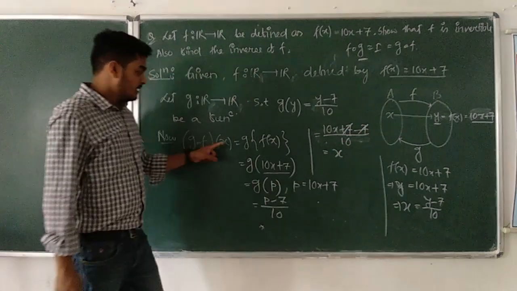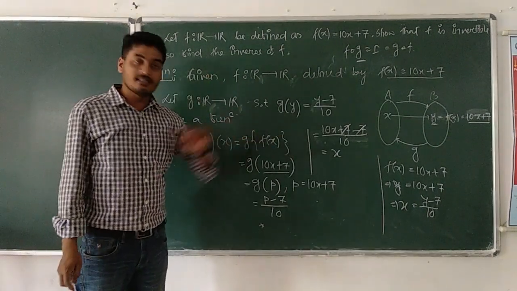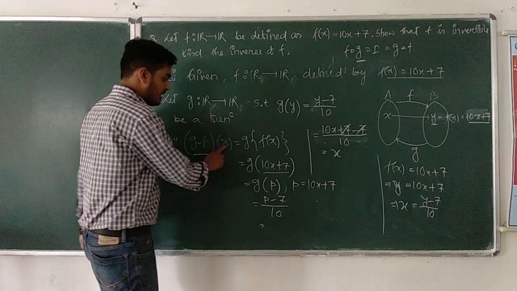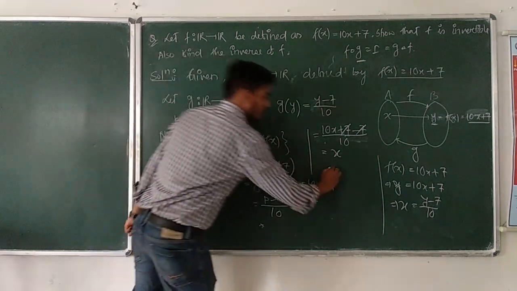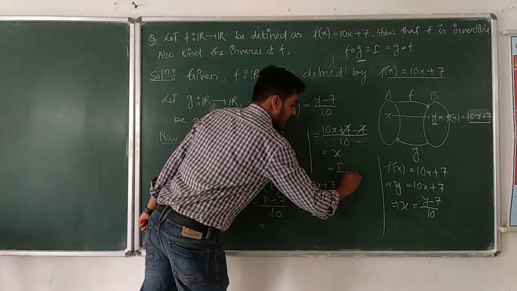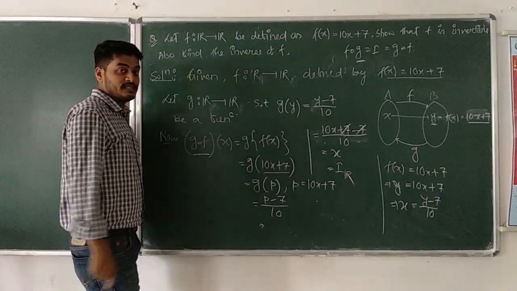Is it clear? That is, whatever domain element you have considered, you have got that element back as a real element. And this is an element of the domain of f. What is the domain of f? Real number. That's why you should write it as I of R, the identity function. What is the domain set here? Real number.